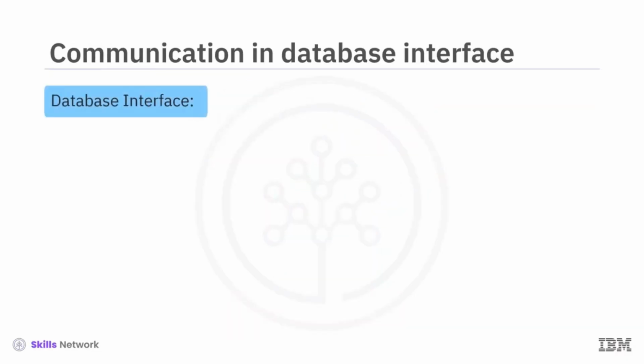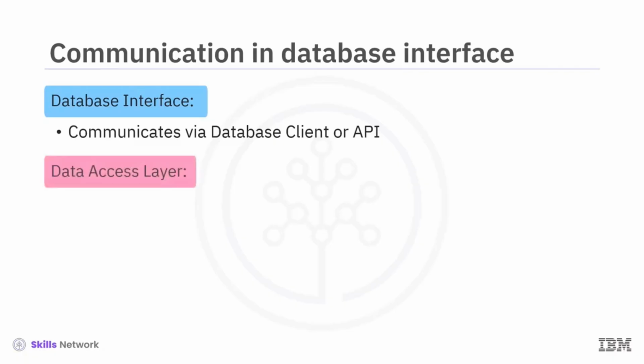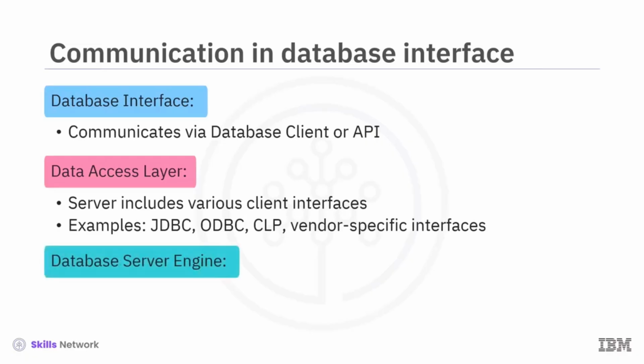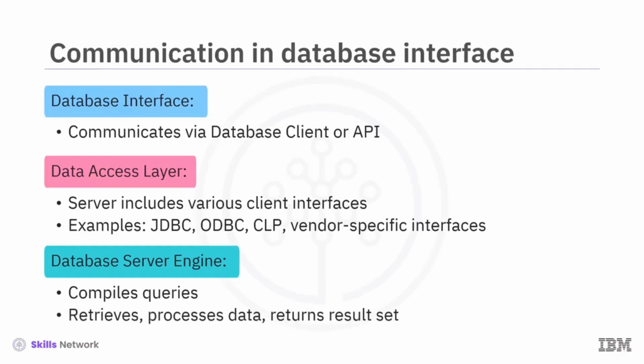Communication between the database interface and server occurs through a database client or API installed on the client system. The data access layer server provides interfaces for various client types, encompassing standard APIs like JDBC and ODBC, command line processor (CLP) interfaces, and vendor-specific or proprietary interfaces. Additionally, the database server incorporates an engine responsible for compiling queries, retrieving and processing data, and delivering the result set.